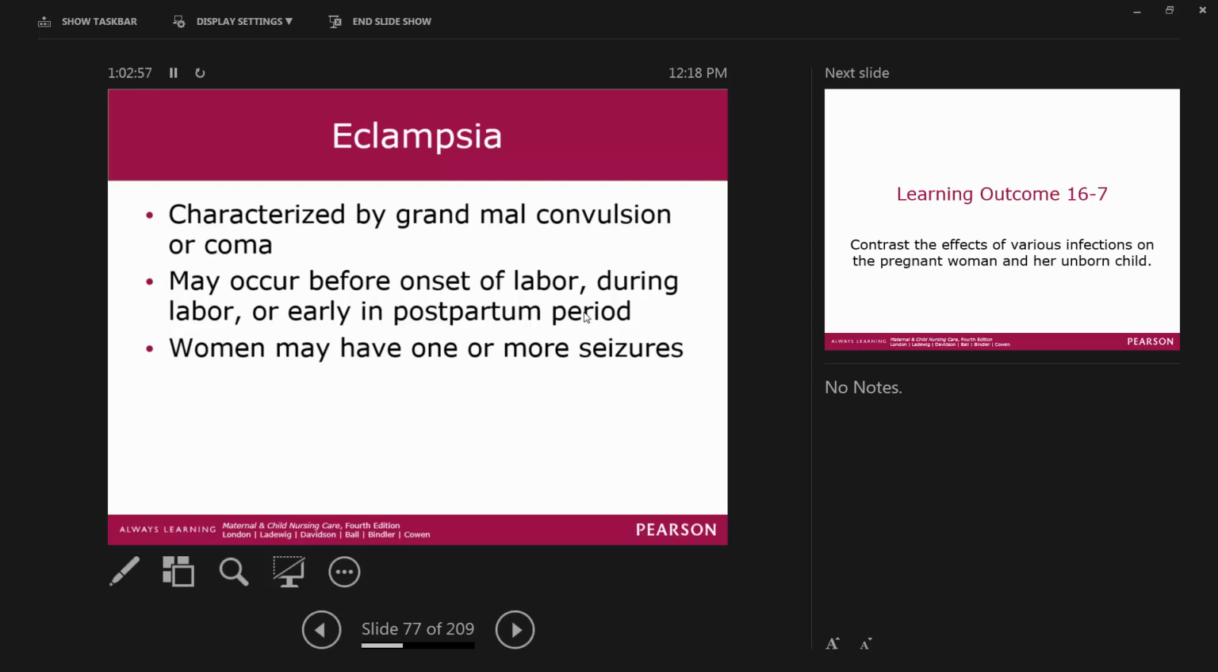What are the risks of a seizure, grand mal convulsions? Like what does that cause? Well, it doesn't really cause a whole lot unless the woman breaks herself some way. But if she's not having good oxygenation during her seizure, as long as that seizure is lasting, neither is baby.